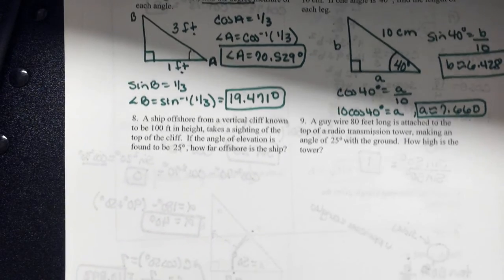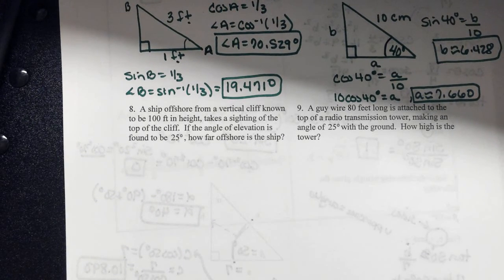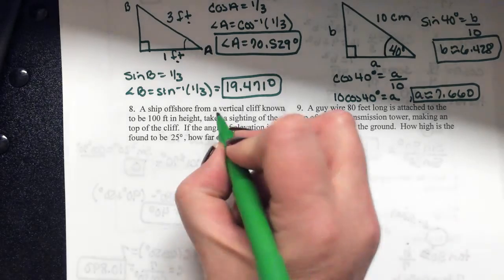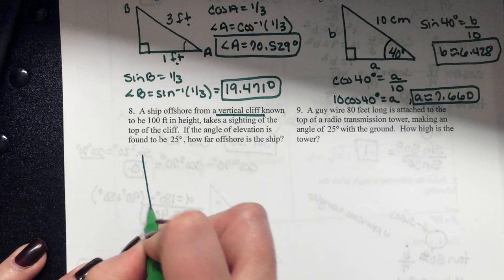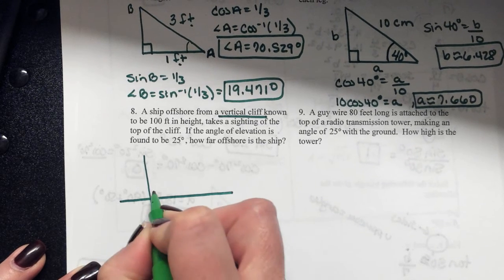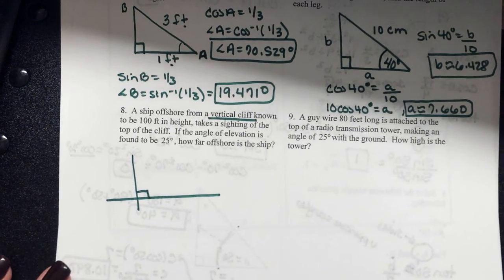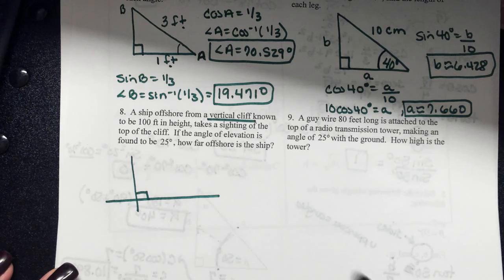So let's take a look at another example, number 8. So we have a ship that's offshore from a vertical cliff. What's significant about that word vertical? To be vertical, what's happening? It's perpendicular, exactly. So I know I've got a cliff, and again, this cliff is vertical. So I know that's my right angle. And the cliff is 100 feet high.